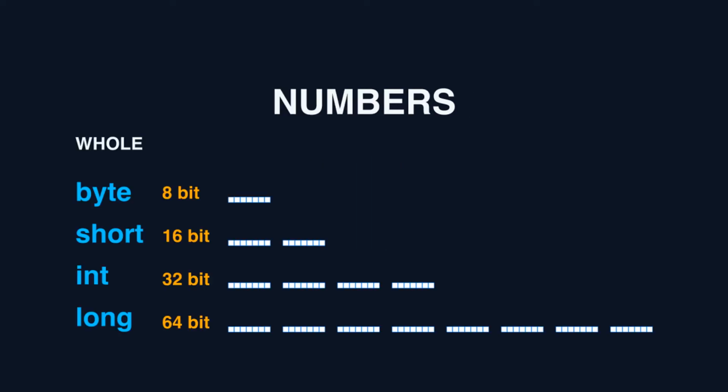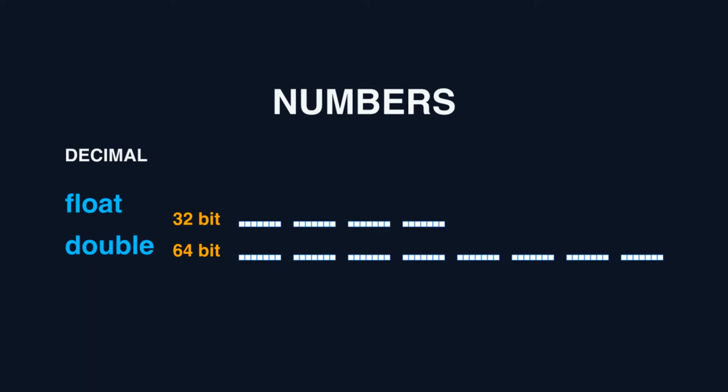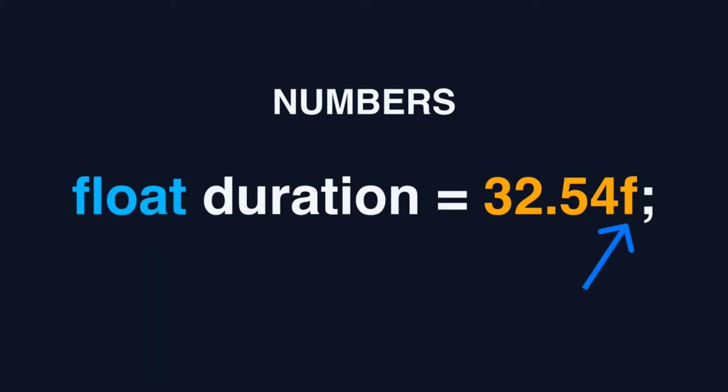Let's start with numbers. If we want to store a whole number, we can use a byte, a short, an integer, or a long. The difference between them is the size of the number they are able to hold and the memory space that they take. But if we want to store a decimal number, we need to use a float or a double. The difference between them is also related to the number size and the memory space. We could use a decimal number to store the game duration. Please note that when using a float, you need to add the f character at the end.